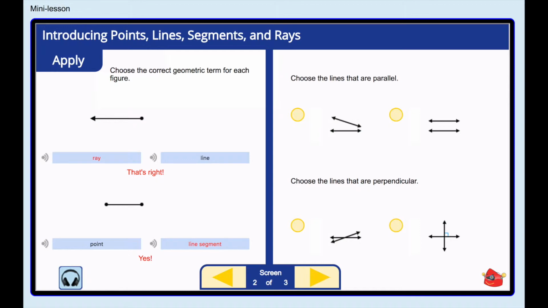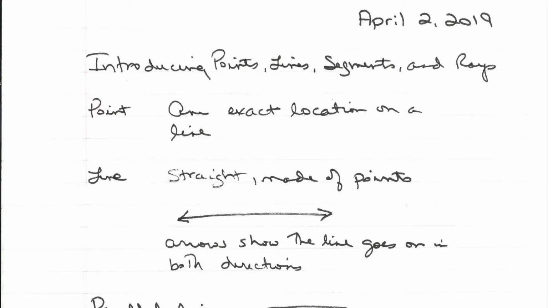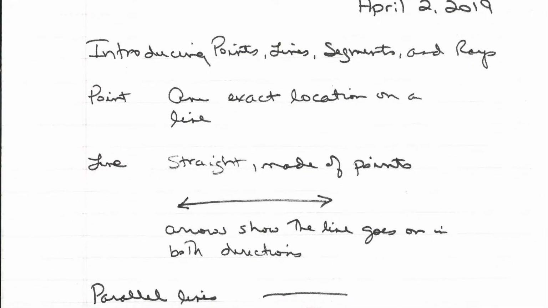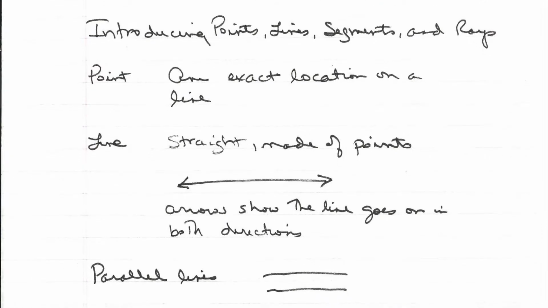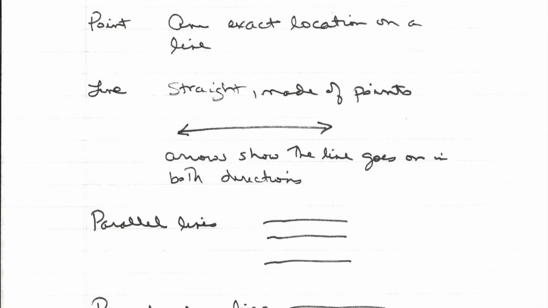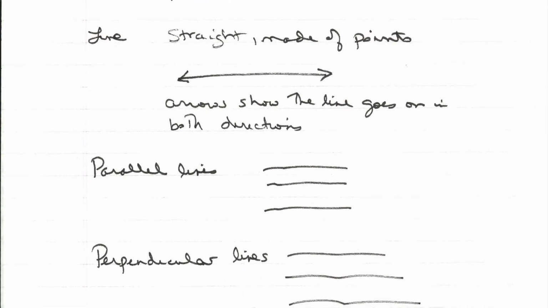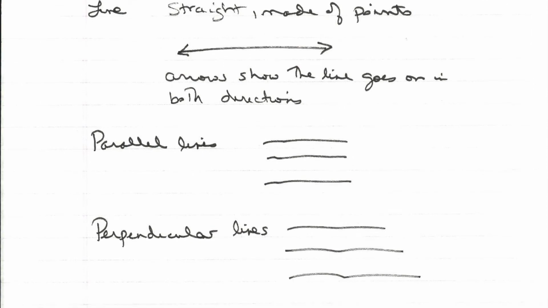In an upper grade lesson, students can note what screen they're on. In this case, they're in the middle of screen 2 of 3, and they've just completed the left-hand side of the assignment. As noted in a previous video, the students should be dating their notes, writing down the topic, so introducing points, lines, segments, and rays, and writing down any definitions and diagrams that will support their learning.